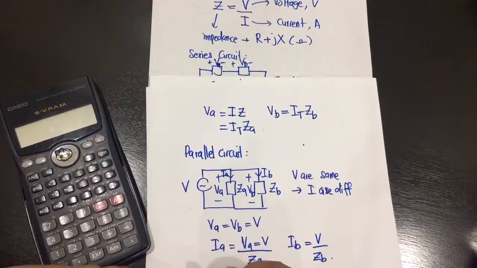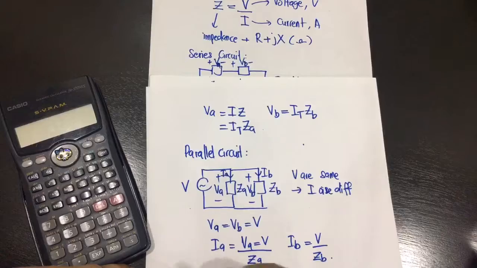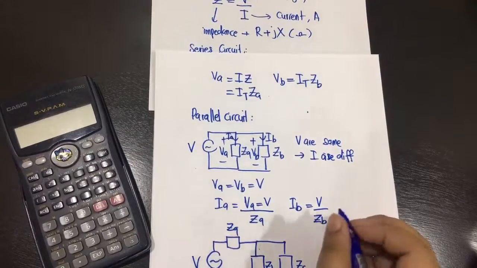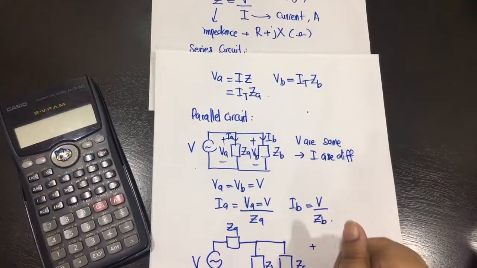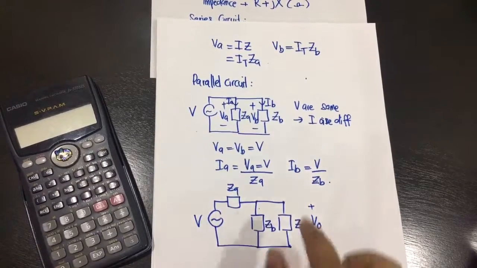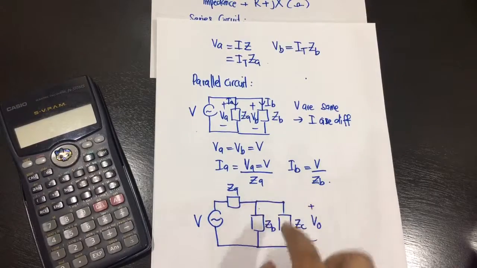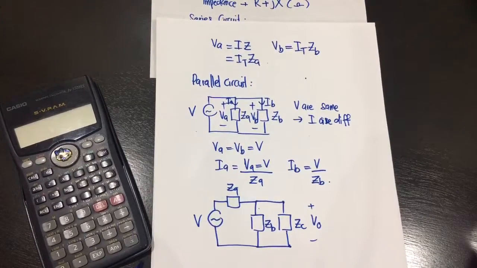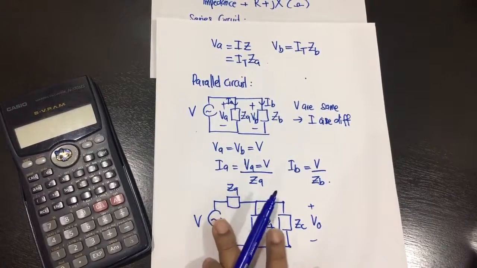Let's say we have a combination of series and parallel circuit. In this case, the voltage measured at these two impedances is equal, since these two impedances are in parallel. However, for ZA it will be different. Let's hold on to this example.